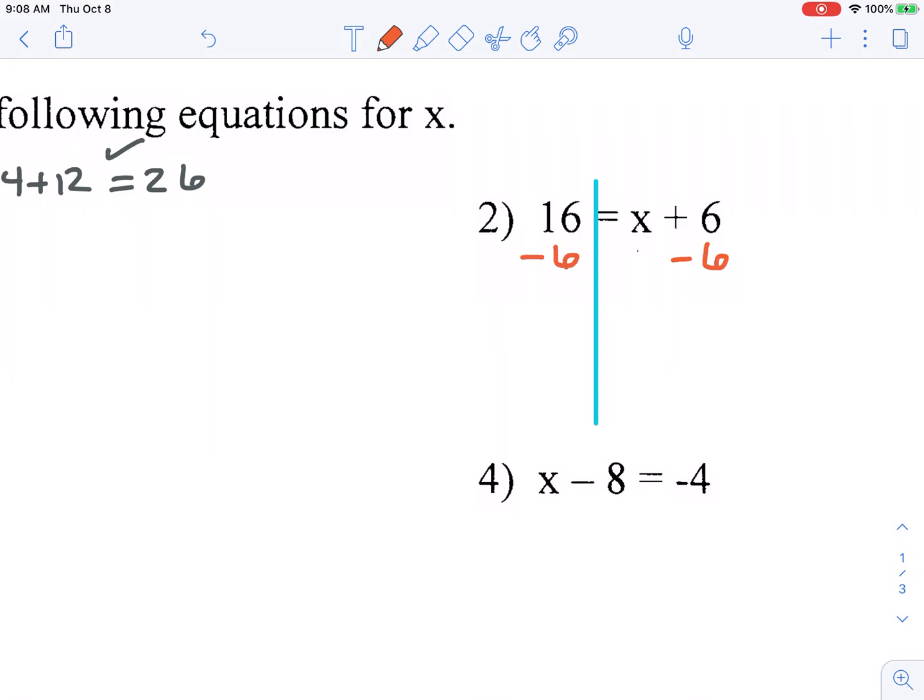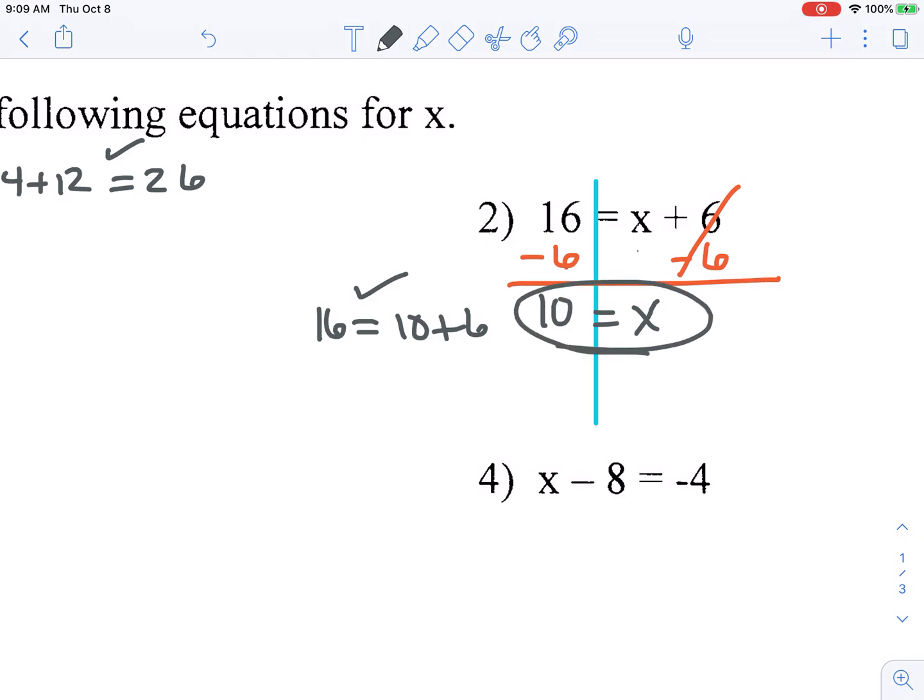Some people might say you're adding a negative 6. It's the same thing, and they cancel out. And so then on the right, we only have X, which is awesome. And on the left, we have 10. And I know that that works because 16 equals 10 plus 6. This is how I check my answer right there.